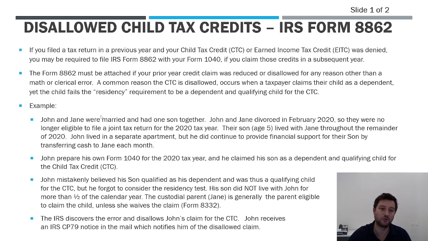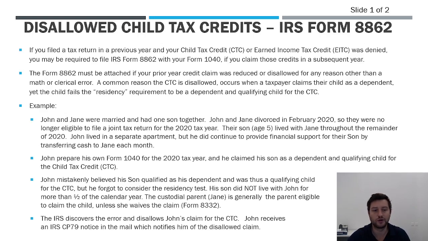So in our example here, we're going to look at John and Jane, a married couple that got divorced, and how John got into this trouble with the child tax credit. So John and Jane were married, they had one son together, and then they divorced in February 2020. Now, after they divorced, their son, who's 5 years old at the time, continued to live with Jane for the remainder of the year, the remaining 11 months. John moved out of the home. He lived in a separate apartment, but he did continue to provide monetary support to Jane and his son, right?